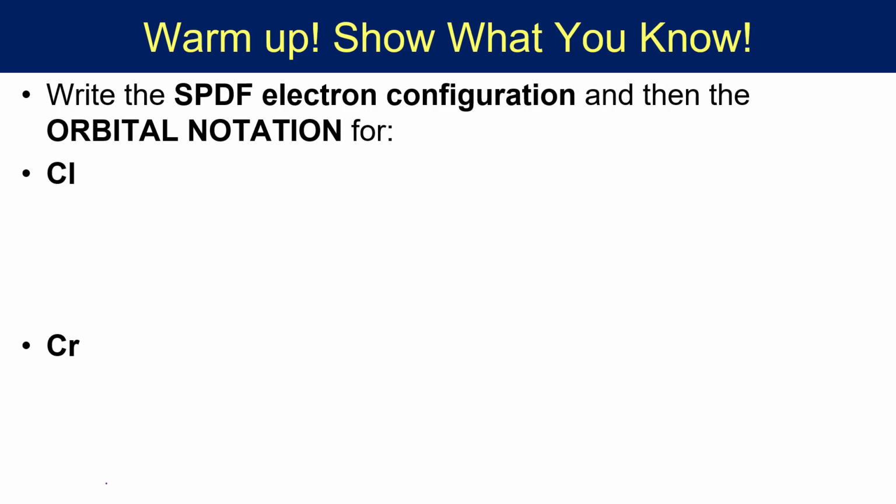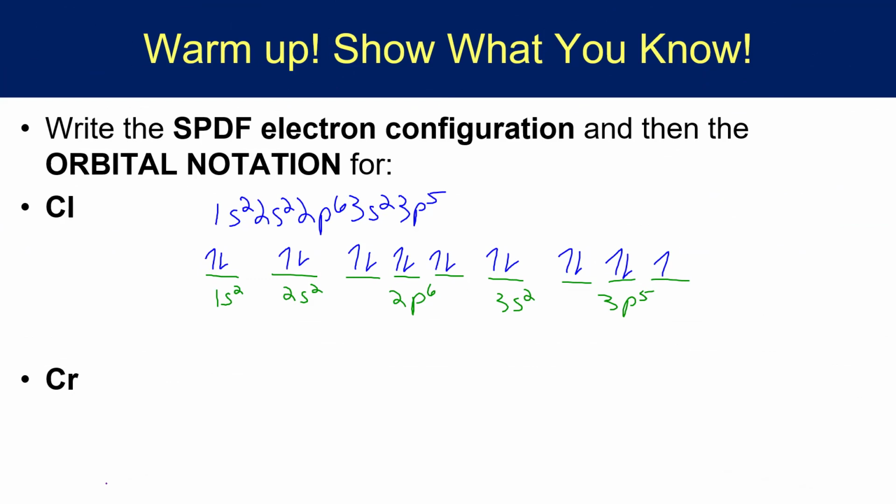So pause the video now and then do that. Unpause when you think you've got the answer. All right, if you did this correctly, here's what you should have gotten for chlorine. It should have been 1s2, 2s2, 2p6, 3s2, 3p5. And we have an orbital notation that looks like this, where our s sublevels all have one orbital, our p sublevels have three. Everything is filled with the exception of this last orbital in the 3p sublevel, which only has one electron. Now, on to chromium.